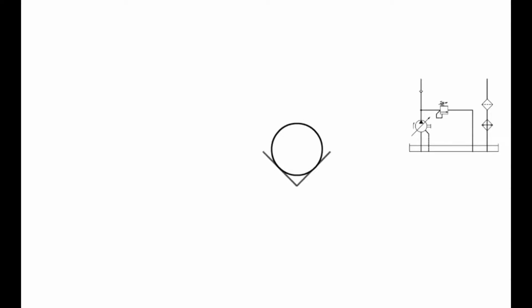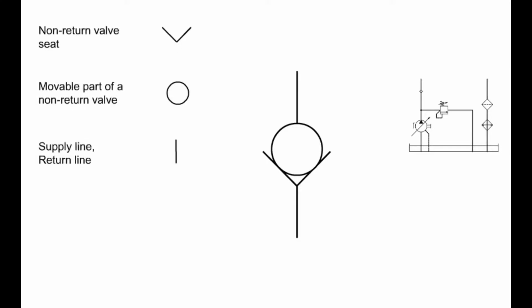A check valve works like a ball sitting in a funnel. When the flow comes out of the funnel, the ball is pushed upwards and the valve is opened. When the flow comes from the other direction, the ball is forced against the opening in the funnel and effectively closes it. The flow is therefore blocked. This principle is represented in a graphical symbol. The symbol also indicates the direction in which the valve is closed.